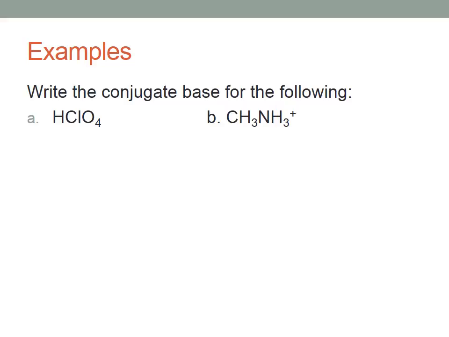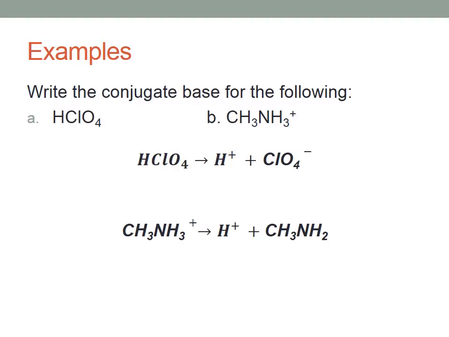Now, if we have to write the conjugate bases for the following acids, all we see here is that we're losing a proton. Remember, the conjugate acid-base pairs are going to differ by a single proton. So we're going to lose a proton from our acid, which gives us our H plus and our ClO4 minus. Again, all we're going to do is differ by a single proton. So it loses our H plus to give us CH3NH2, our methylamine. And that's our conjugate base for these acids.